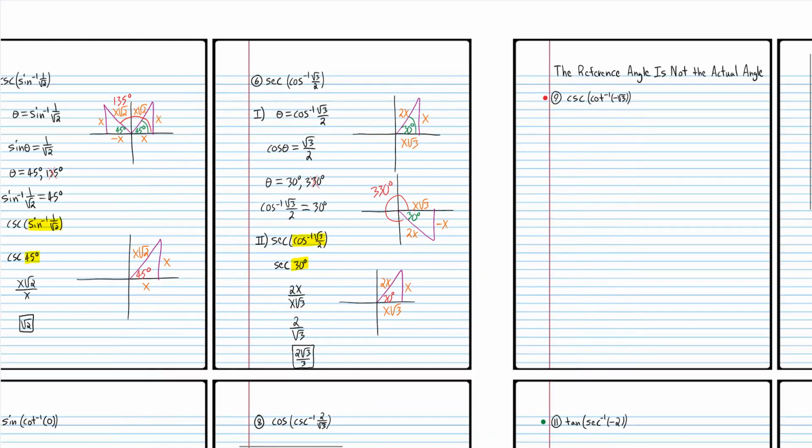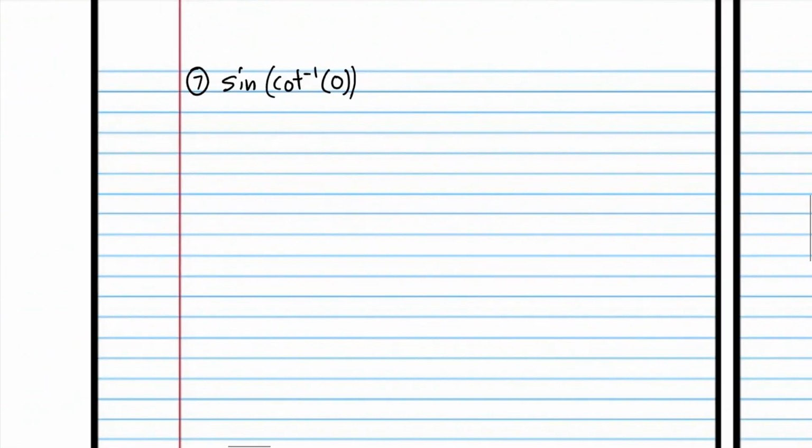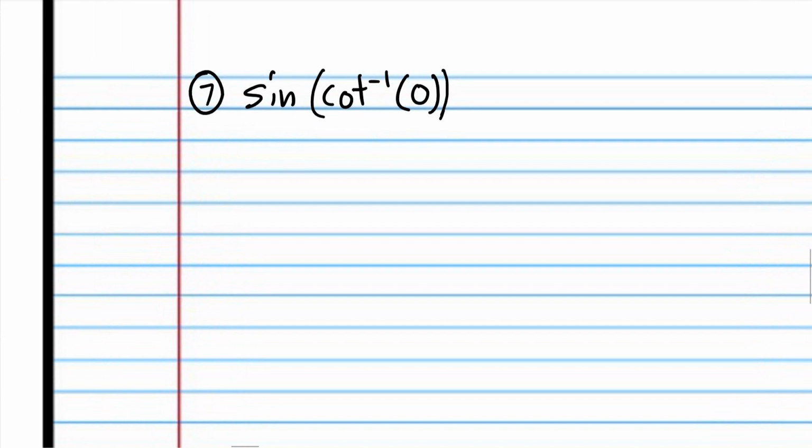So if you got that one right, perfect. Good job. Go ahead and try number 7. Remember, the most important thing to consider today is that when you do these problems, find the value of the inside part of the expression first. Go ahead and try number 7. When you come back, we'll do it together.